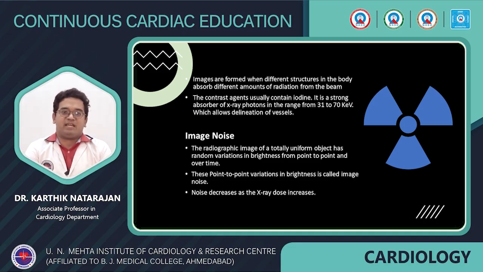Now there is something known as image noise. The radiographic image of a totally uniform object has random variations in brightness from point to point and over time. And this point to point variation in the brightness is called as image noise. As the X-ray dose increases, the noise decreases.